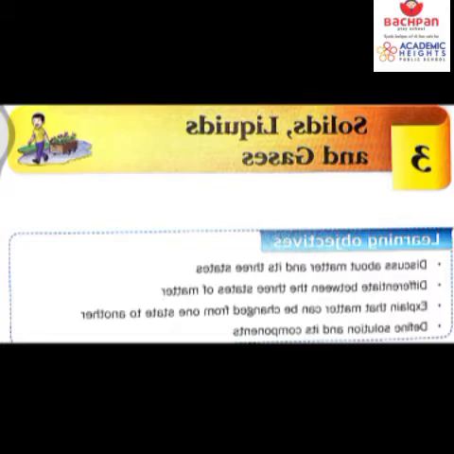So, bache, what is the learning outcome? What are you going to learn from this chapter? In this chapter, we will discuss matter and its 3 states. Yes, you took it right. The 3 states are solid, liquid and gaseous form. We are going to differentiate between the 3 states of matter.